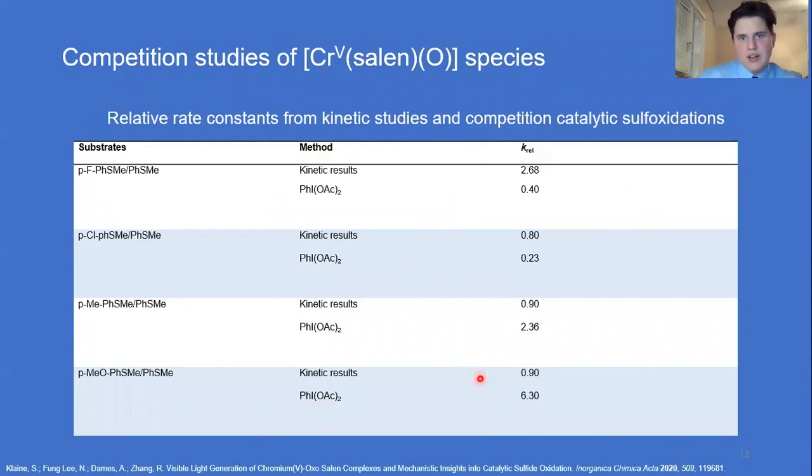Shown here are the relative rate constants, and if you look, we can see that these rates were very different, which suggests that under catalytic turnover conditions, we are generating a more reactive chromium salen species. And this suggests that maybe the mechanism behind sulfoxidation is different from what's going on with the activated hydrocarbons.